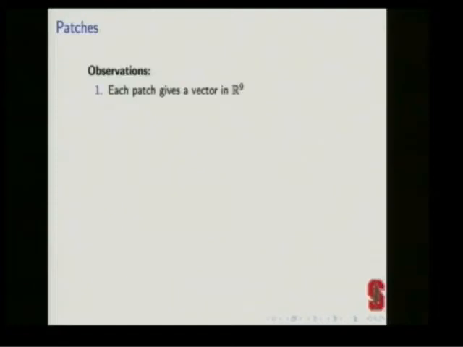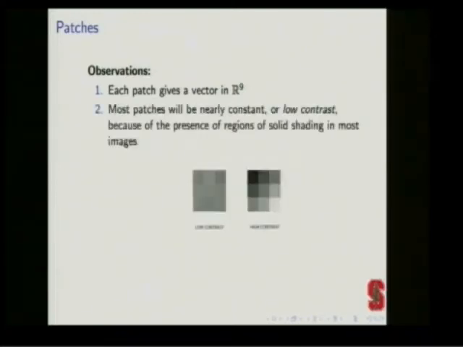So what happens initially now? Each patch like this gives a vector in R9. Next observation, though, is the following. It says, look, most images have some solid patches in them. Each such solid patch is going to contribute a ton of constant 3x3 patches. So for most images, those constant or near constant patches are going to dominate the statistics.